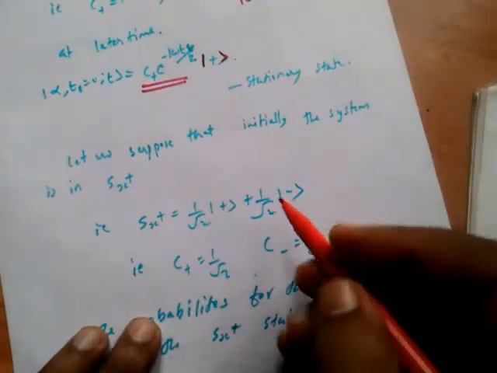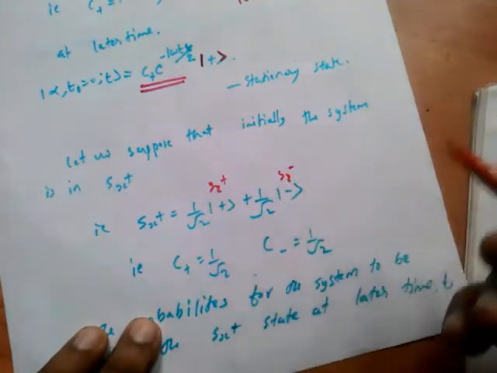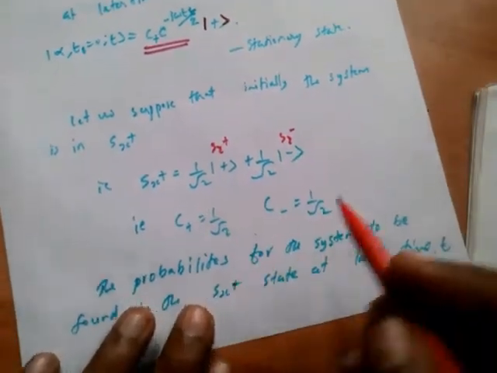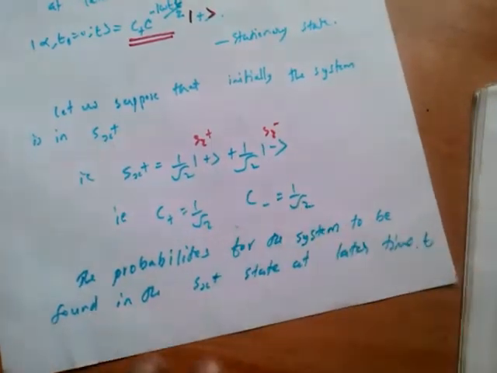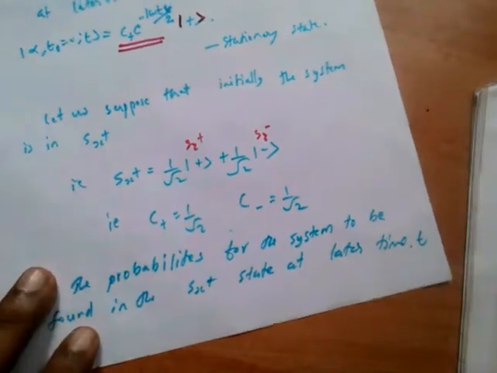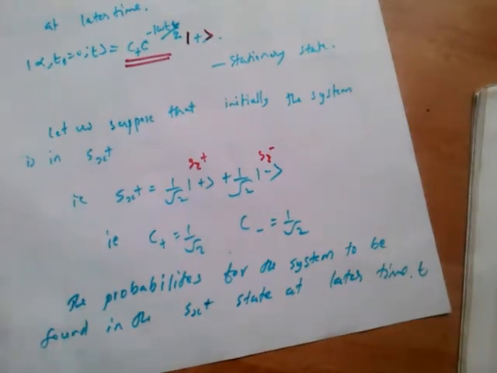which is a superposition of Sz plus state and Sz minus state. We have learned it earlier. So the expansion coefficients are c plus equal to 1 by root 2, c minus equal to 1 by root 2. And we will verify the probability of the system to be found in the Sx plus state at later time t.